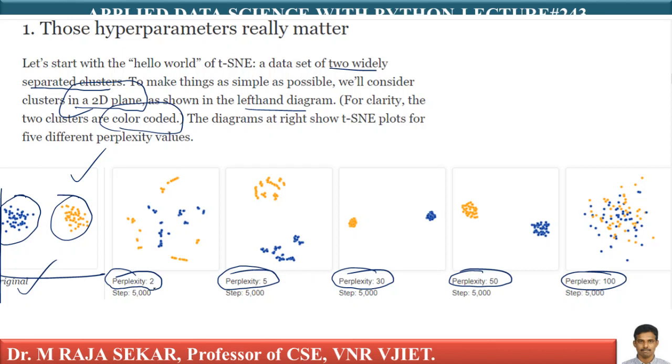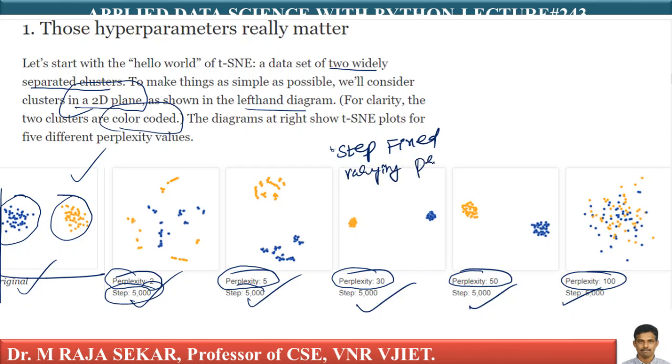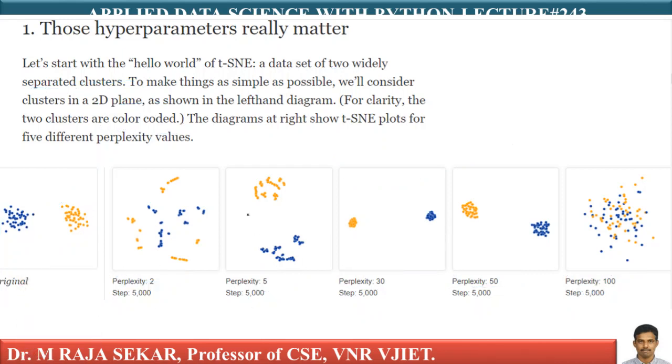Understand that, as we were discussing two parameters, perplexity and step, step here is also 5000, 5000, 5000, 5000. What does it mean? In this case, we fixed this one. Which parameter is fixed? Step is fixed. And which one is varying? The parameter perplexity. For a fixed value of step, we are varying perplexities. We will try to understand.